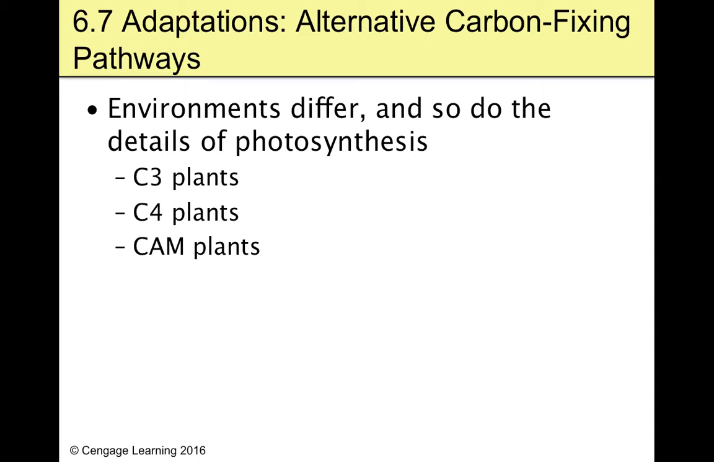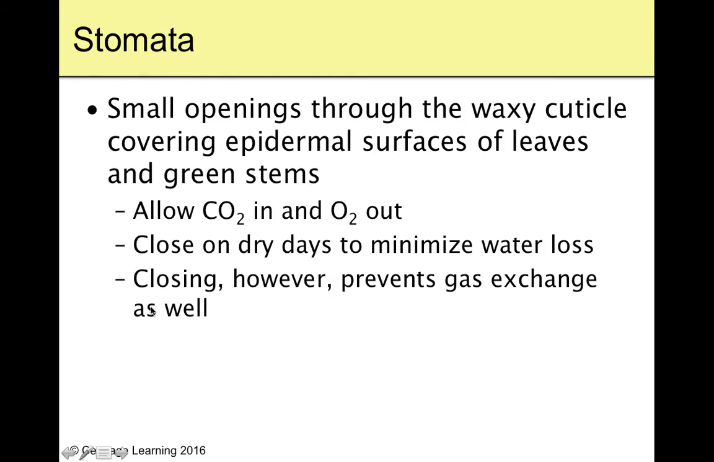And so today we're going to talk about how plants survive in some different environments because there are some hurdles we have to overcome for photosynthesis when we're in a really hot environment or in a really dry environment. So we're going to talk about our C3 plants, our C4 plants, and our CAM plants. And you might recall a little bit of this from general biology. It was from chapter 4, but we'll get right into it here.